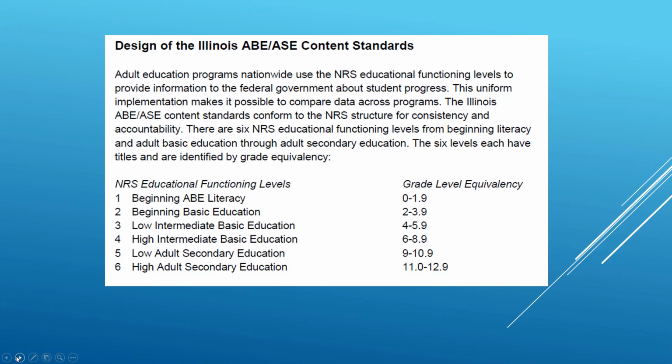Remember, the standards are divided into 6 NRS levels that correspond to grade level equivalencies. There are several domains in each NRS level and several clusters within each domain. You will notice that throughout the NRS levels, some domains are included in future levels of learning, while others are new to that level or are an expansion of a previous domain. This is intentional and creates coherence among the 6 NRS levels.